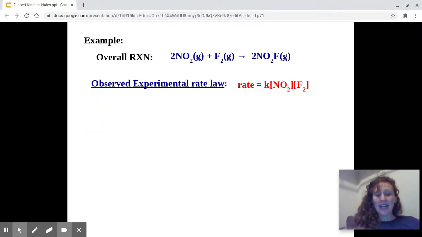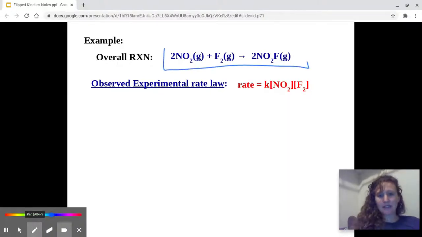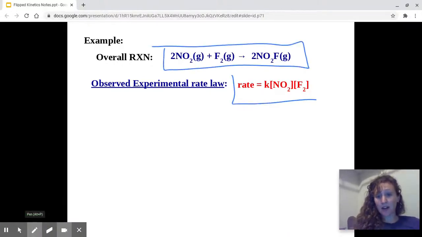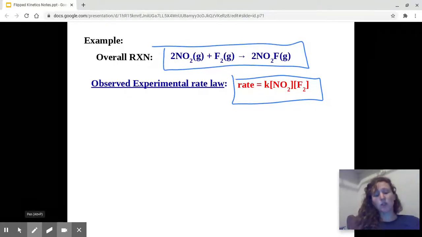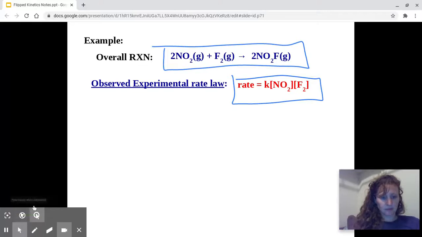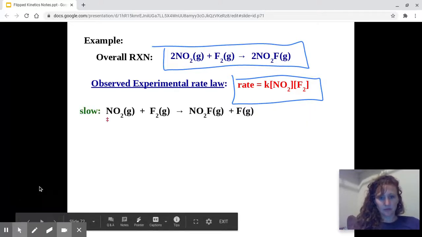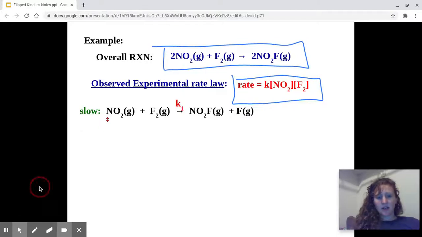Okay, so again, you can see the same overall reaction at the top. You can see the same rate law. Remember, they gathered data and determined this experimentally. So let's look at a possible two-step mechanism. All right, so here's one reaction, and here's a second reaction.